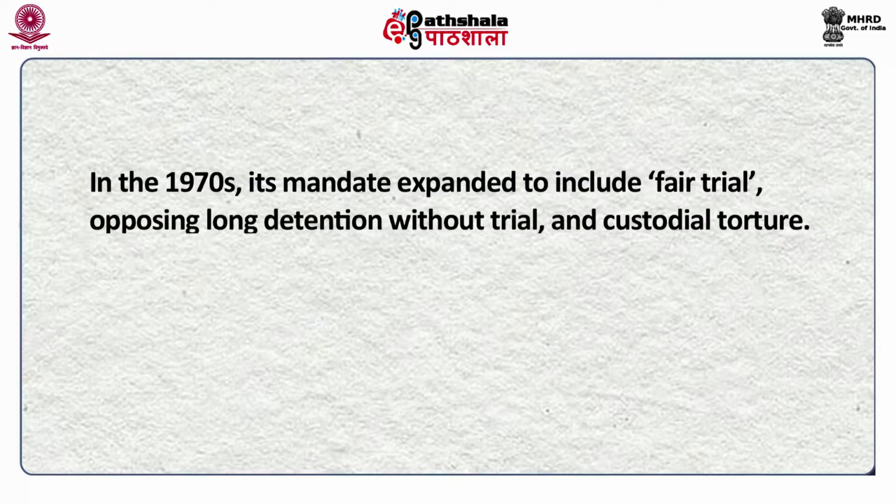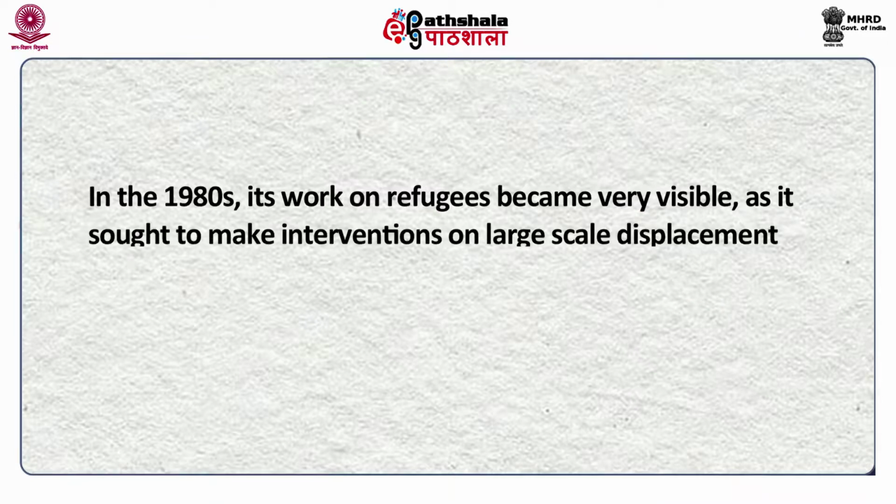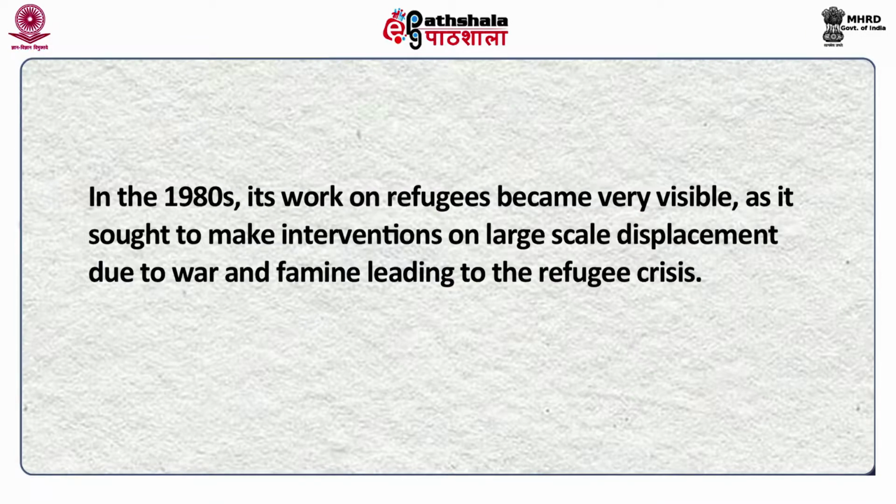In the 1970s, its mandate expanded to include fair trial, opposing long detention without trial, and also custodial torture. It also focused on prisoners' rights, illegal detention, custodial torture, and thereafter on death penalty. In the 1980s, its work on refugees became very visible as it sought to make interventions on large-scale displacement due to war and famine, leading to the refugee crisis.